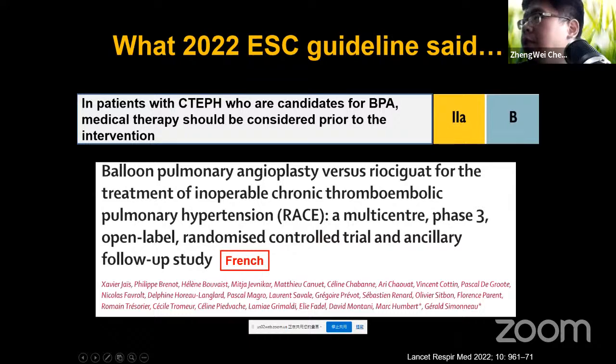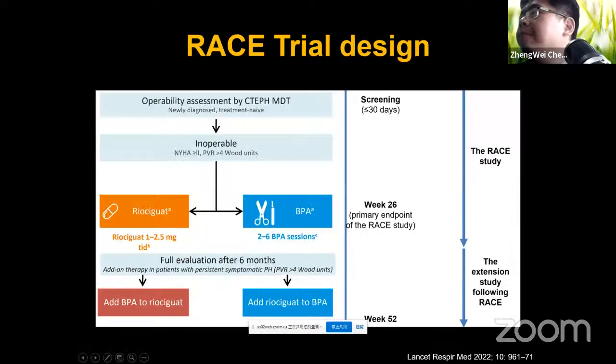In CTEPH patients who are candidates for BPA, medical therapy should be considered prior to BPA. And this point comes from the RED study. The RED study trial design was as follows. As we could see, inoperable CTEPH patients were enrolled and received riociguat and BPA separately.